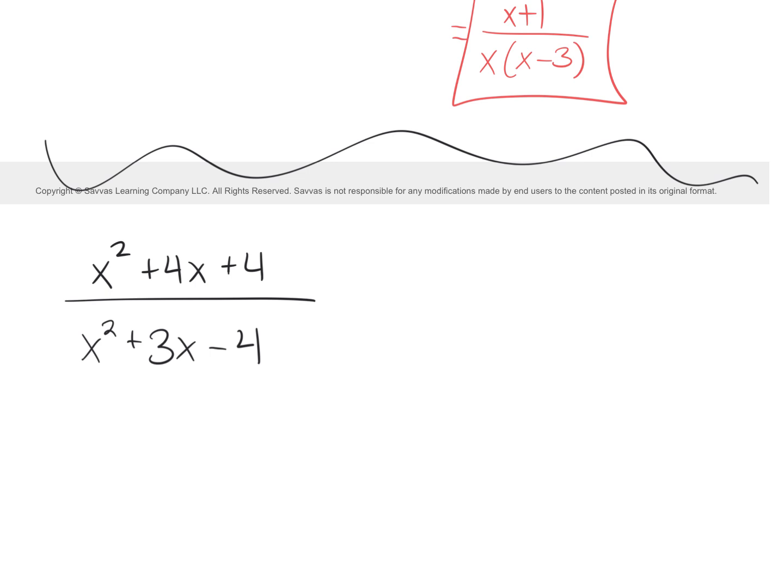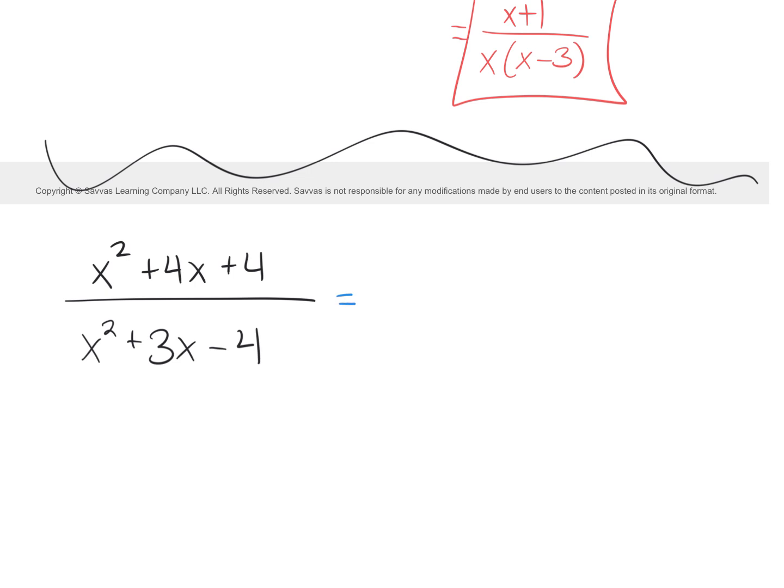So again, we have our rational expression. We want to simplify. How do I simplify? Do we simplify all at once? No. We look at one and then the other. So let's look at the numerator. We have an x squared, so that means we're probably going to have to factor.